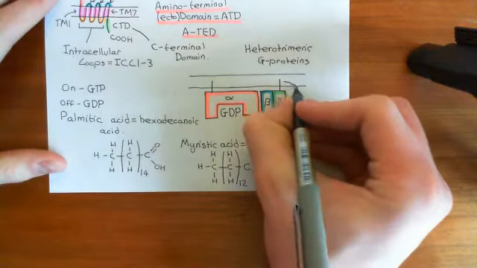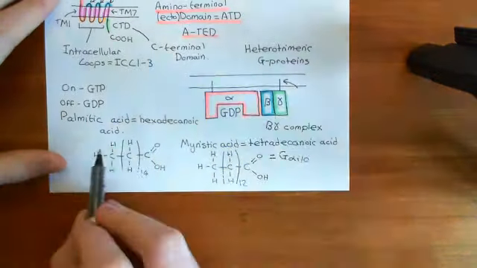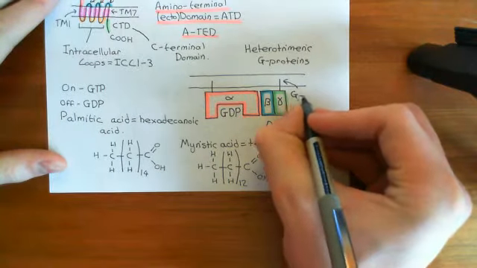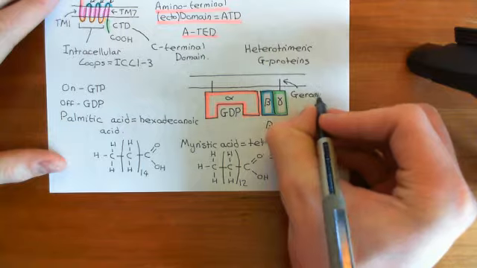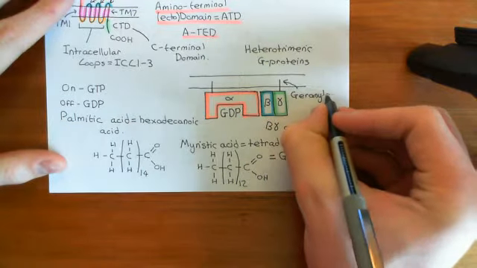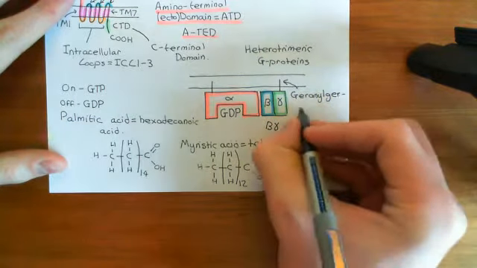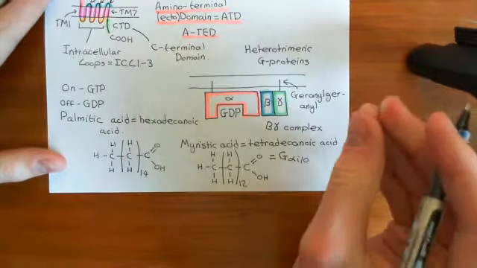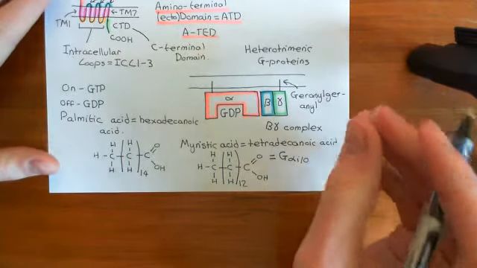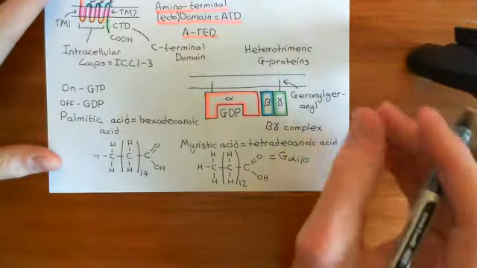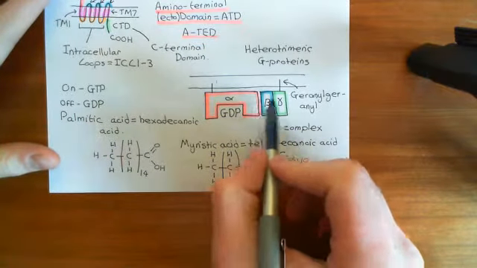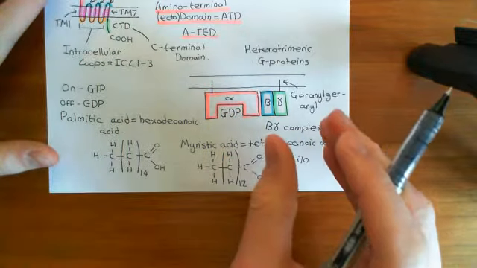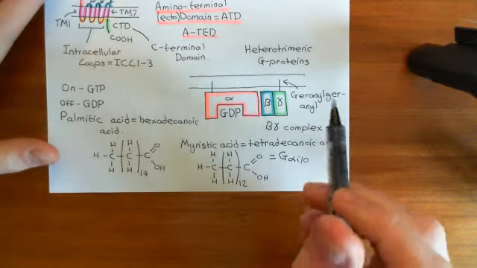Now this is a slightly more complicated lipid moiety than palmitic acid and myristic acid. This is what's known as a geranyl group. But the principle is exactly the same, that it's a hydrophobic group that is implanting into the inner leaflet of the phospholipid bilayer and thereby holding the gamma subunit, which indirectly then holds the beta subunit up, attached to the inner leaflet of the phospholipid bilayer.